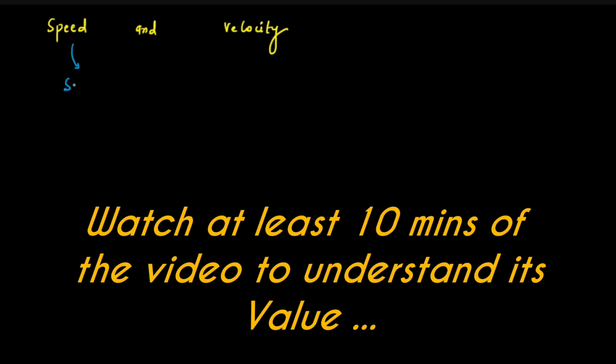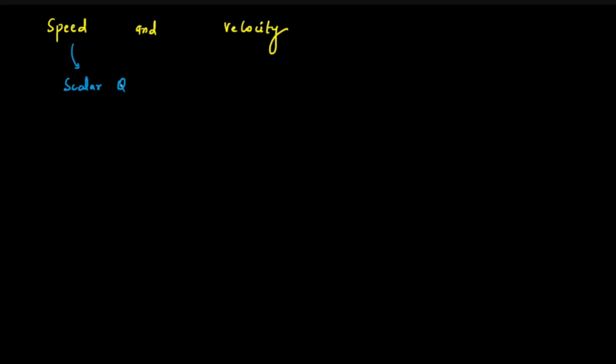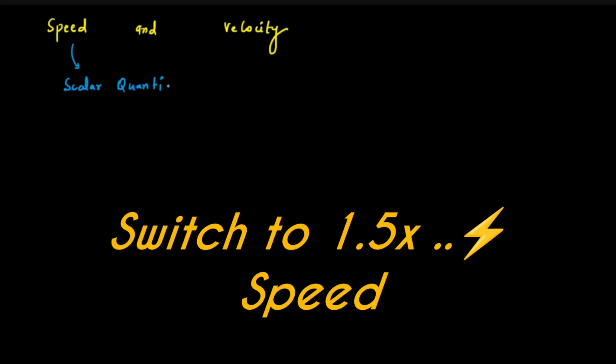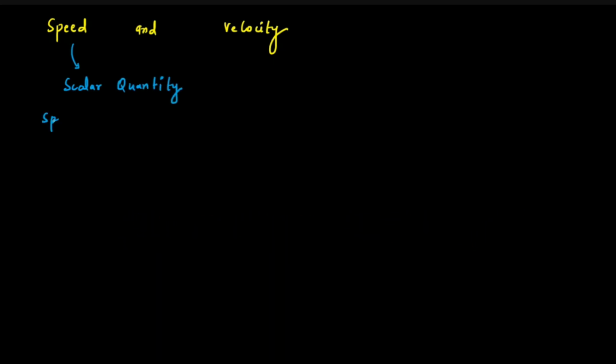Let us talk about what is the difference between speed and velocity. So speed is a scalar quantity. Whenever we talk about any scalar quantity, we'll only talk about its magnitude. Speed is defined as distance per unit time. It doesn't have any direction, so we simply say that speed is distance over time.